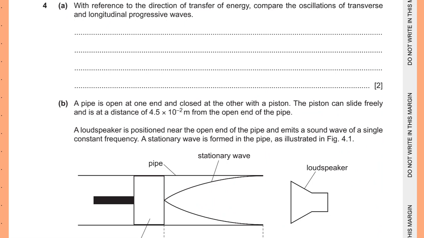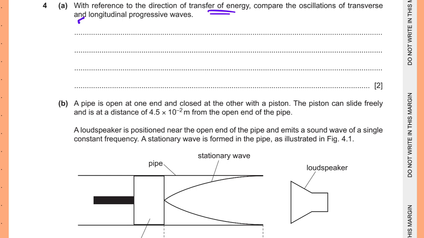Question number 4: with reference to the direction of transfer of energy, compare the oscillations of transverse and longitudinal progressive waves. Usually we could give this either with respect to transfer of energy or wave motion, but because the examiner has said with respect to the transfer of energy, you have to use these exact words. If you write wave motion, even though it's technically correct, the examiner would not award marks for this.